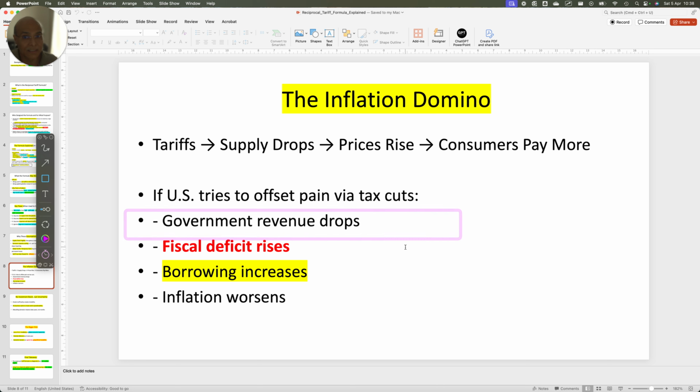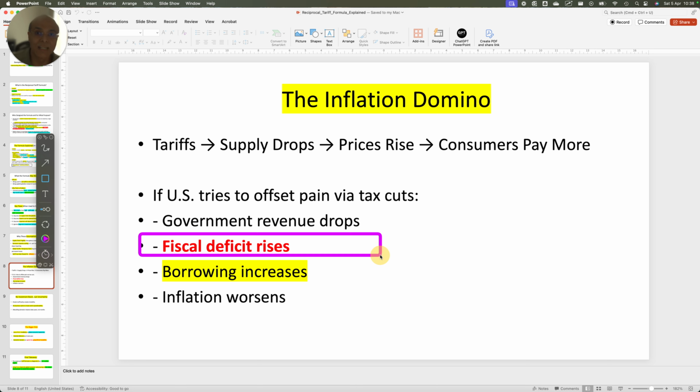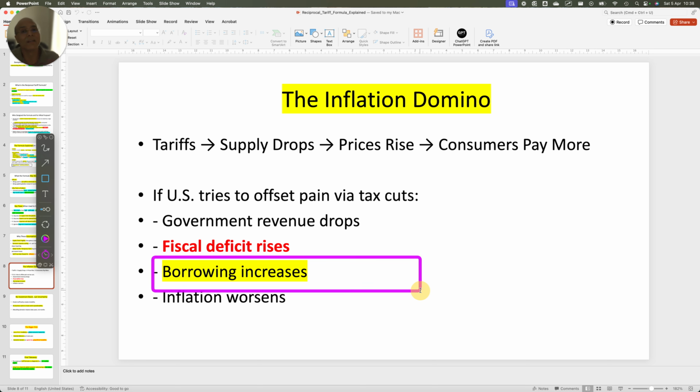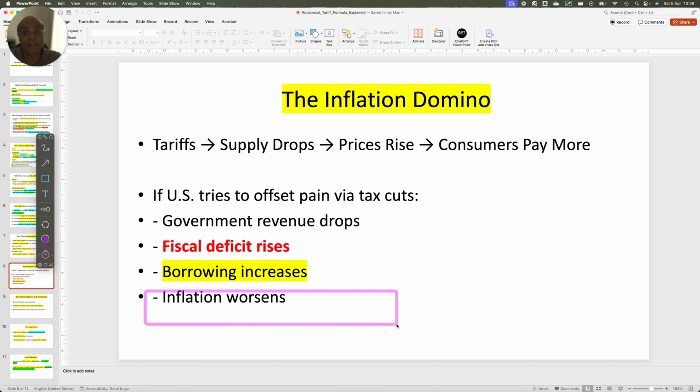There is a chance that the government revenue will drop, fiscal deficit will rise, borrowing will increase, and the expected inflation is going to become very, very bad, because the US consumers will have no trust in the government. They will think that the inflation is going to hit, the bond yields are going to explode, the equity prices are going to go down, right? People will not make any investments going forward anywhere, right?